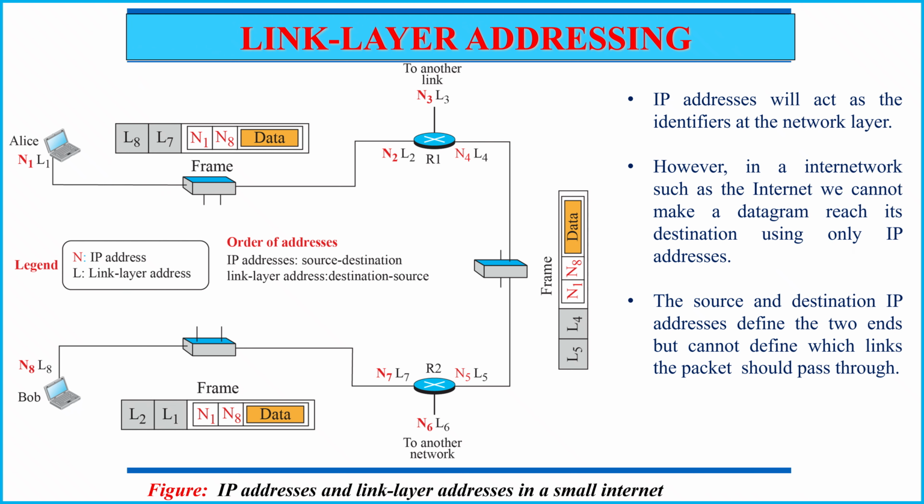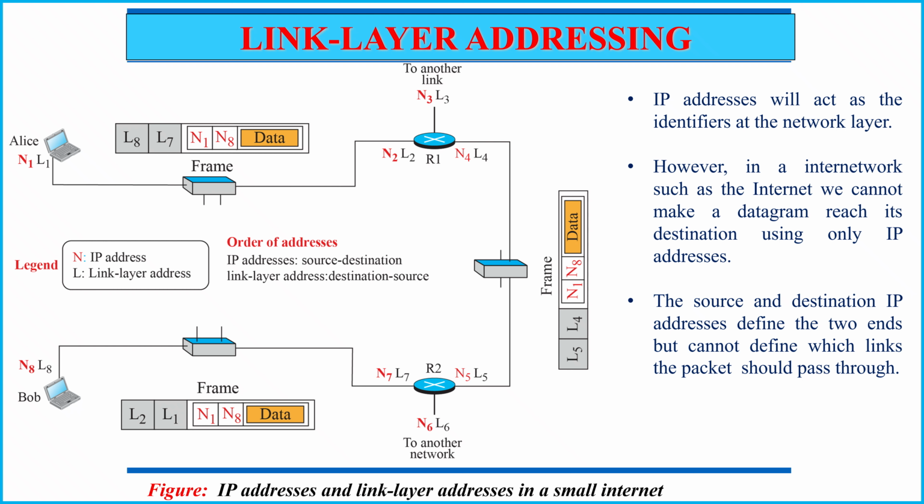Now we will see about link layer addressing. Normally IP addresses act as an identifier at the network layer. However, in an internetwork such as the internet, we cannot make a datagram reach its destination only using IP addresses. The source and destination IP addresses define two ends, but they cannot define which links the packet should get passed through.